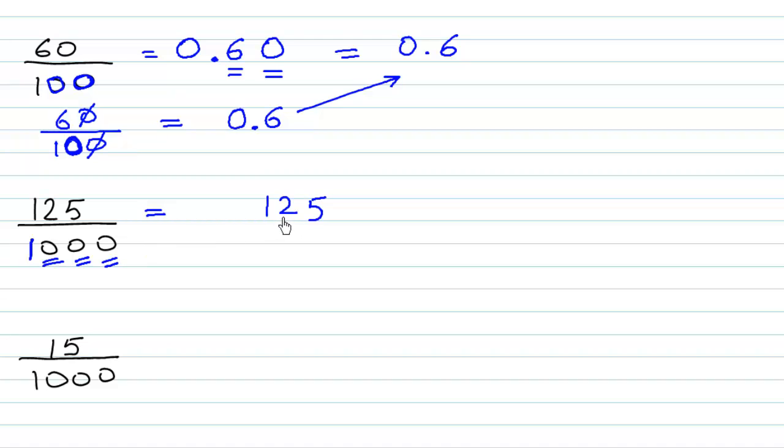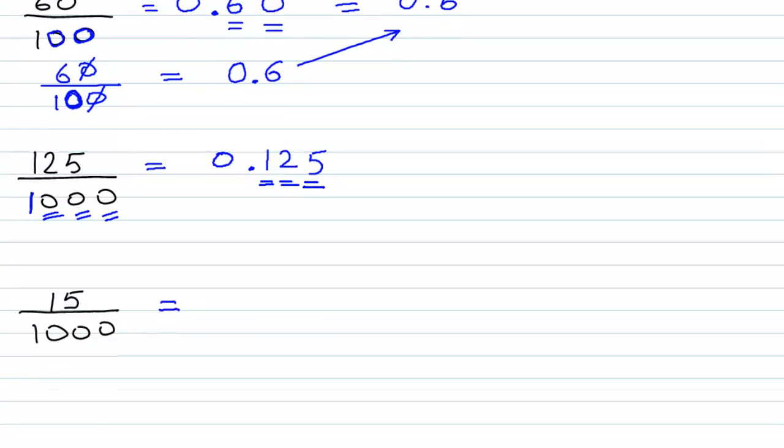Should we put it over here? No, because then there are only 2 places after the decimal point. So we shall be placing it before the 1 over here, since now there are 3 places after the decimal point. And the answer to this is 0.125.